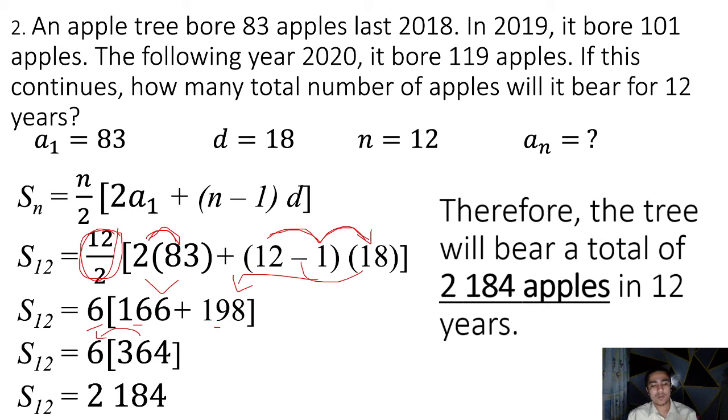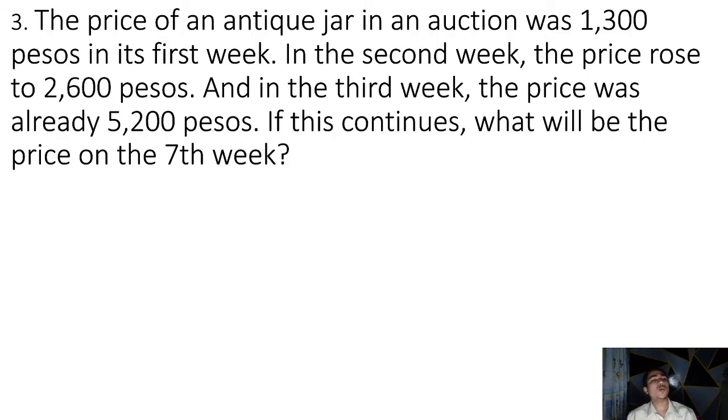Okay? Now, let's move to the third example. The price of an antique jar in an auction was 1,300 pesos in the first week. So, pera naman ngayon. Yung antique jar ay nung first week, nung binibenta, ang price nito ay 1,300 pesos. On the second week, the price rose to 2,600 pesos. So, tumaas. And the third week, the price was already 5,200 pesos. So, tumaas ulit. Kung tuloy-tuloy daw to, if this continues, what will be the price on the seventh week?